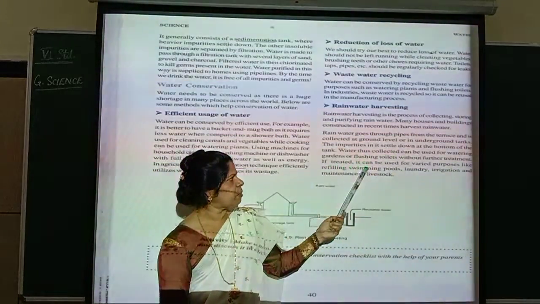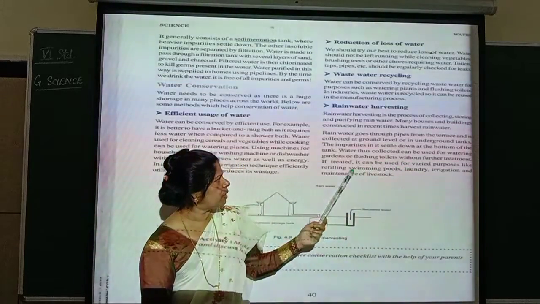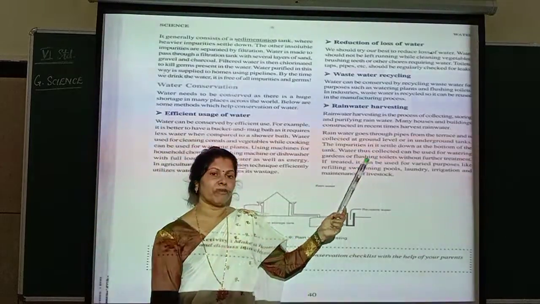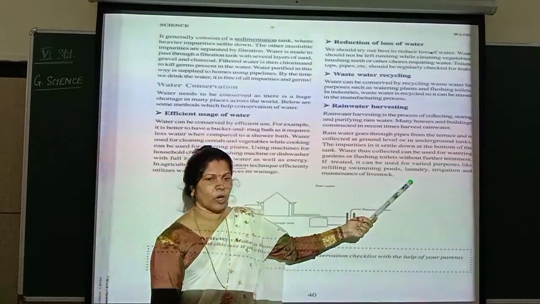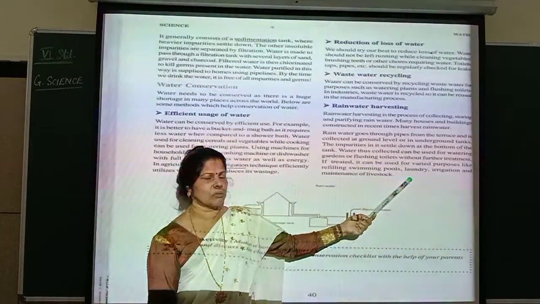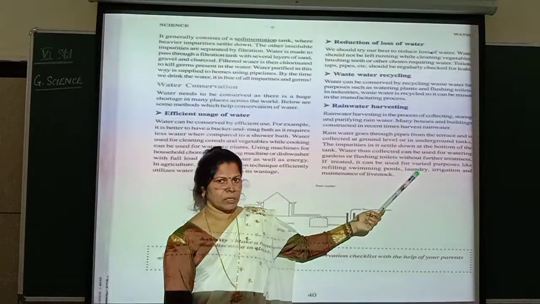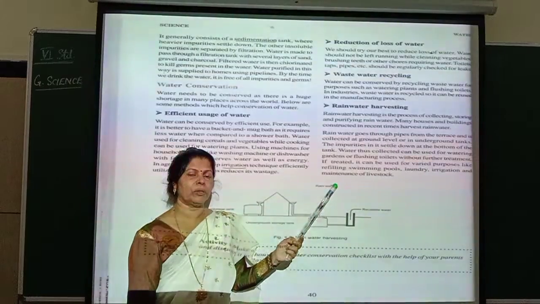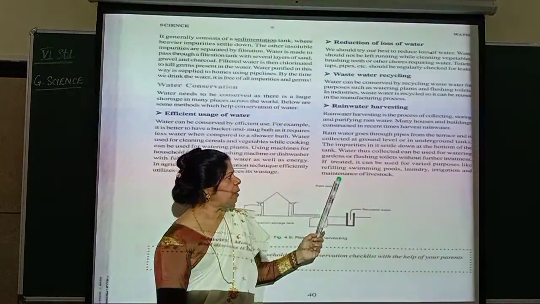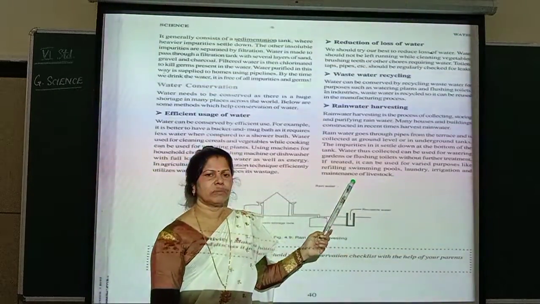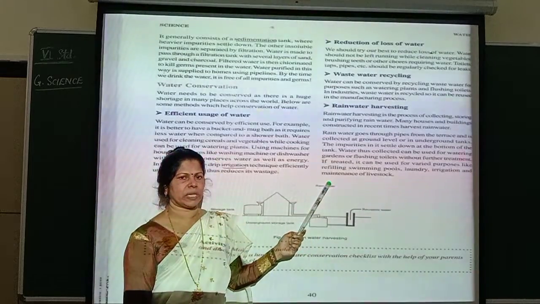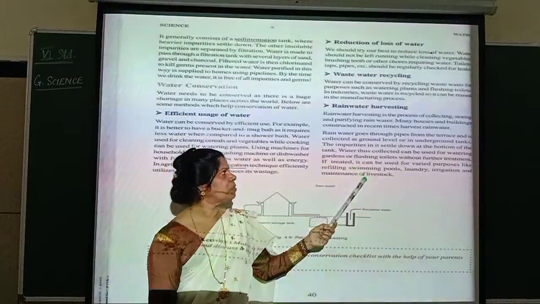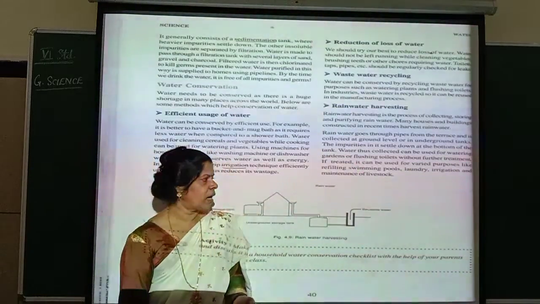If treated, it can be used for varied purposes like refilling swimming pools. If it is properly treated, you can use that water for swimming pools also. For laundry purpose, washing. Laundry is washing clothes. Irrigation means watering agricultural fields. And maintenance of livestock: for your domesticated animals, you can use this for washing and all those things. Understood? So that's about rainwater harvesting.